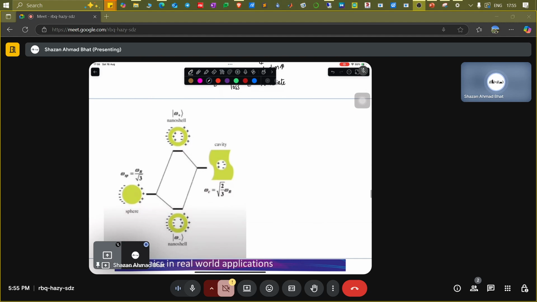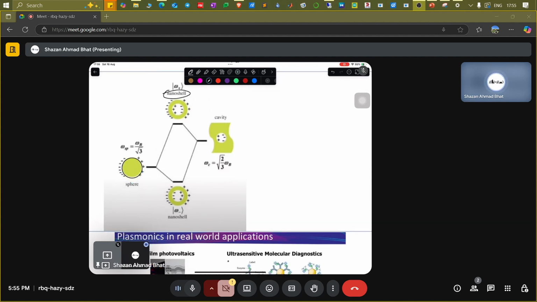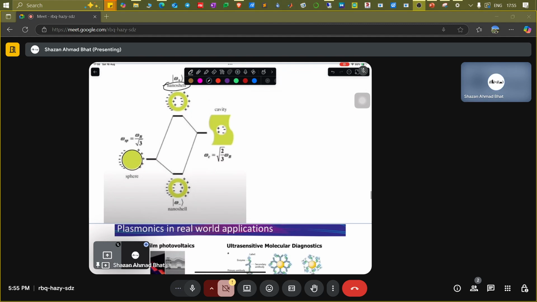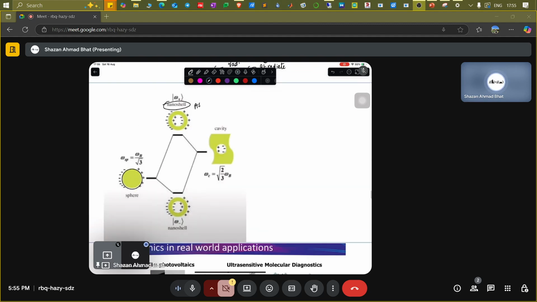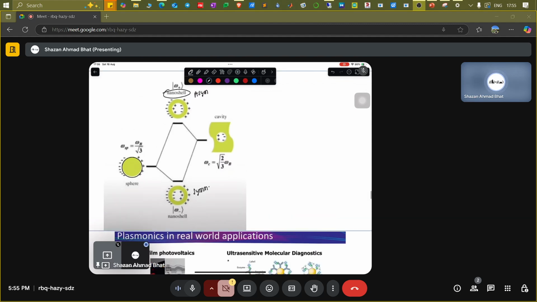So now what is basically going to happen? This is basically the scenario. If you have a sphere, you can form a nano shell of two different configurations. This is the anti-symmetric, and this is the symmetric mode or symmetric configuration. It's just like atomic orbitals, where you have the bonding and anti-bonding orbital.